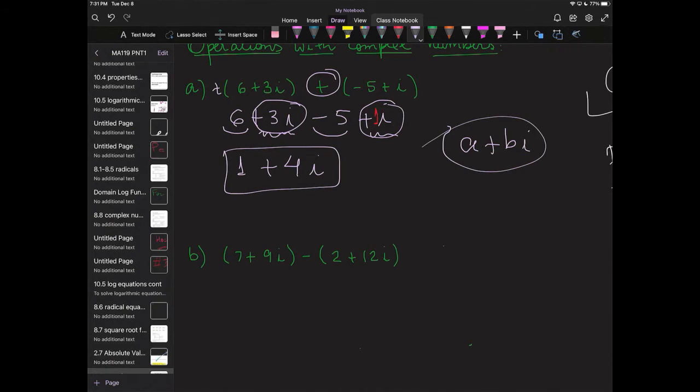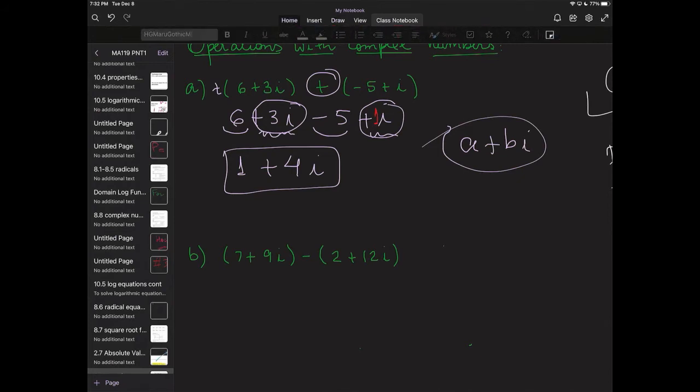If you write it the other way around, it's correct. It's just not in the form that is usually considered the standard, and especially for web work, it's going to definitely ask you for a plus bi first. Okay, so just keep that in mind.